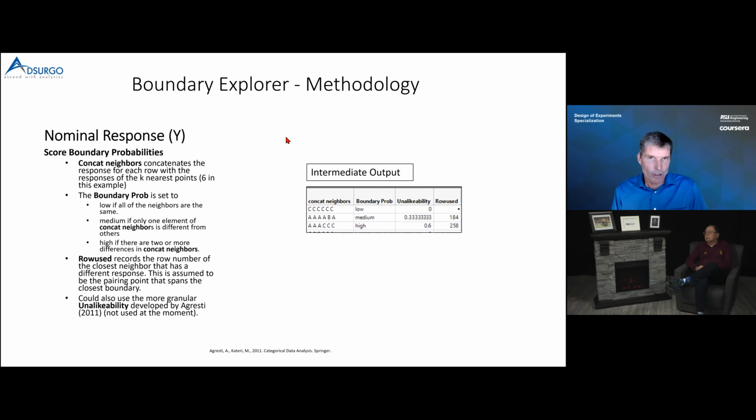We also can do this with a nominal or categorical response. The idea there is if all of the responses are the same, like all of them are a C, then that's a low probability. If there's one that's off, then that's a medium. And if there's more than one, then we'll call that a high probability that we have a lot of variability going on there. We could also use an unlikability metric that was developed in 2011, but we just stick with the basic one.